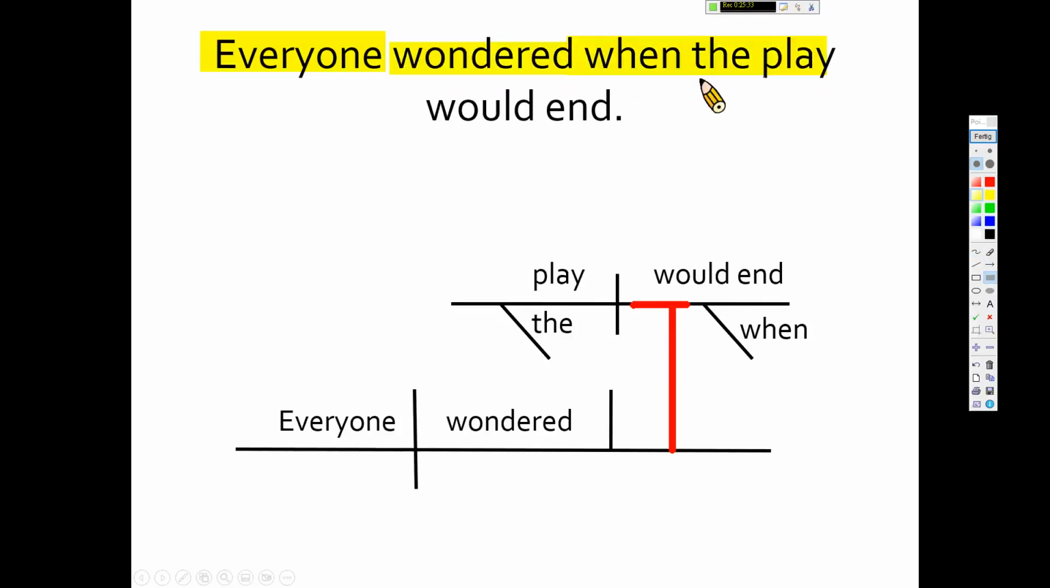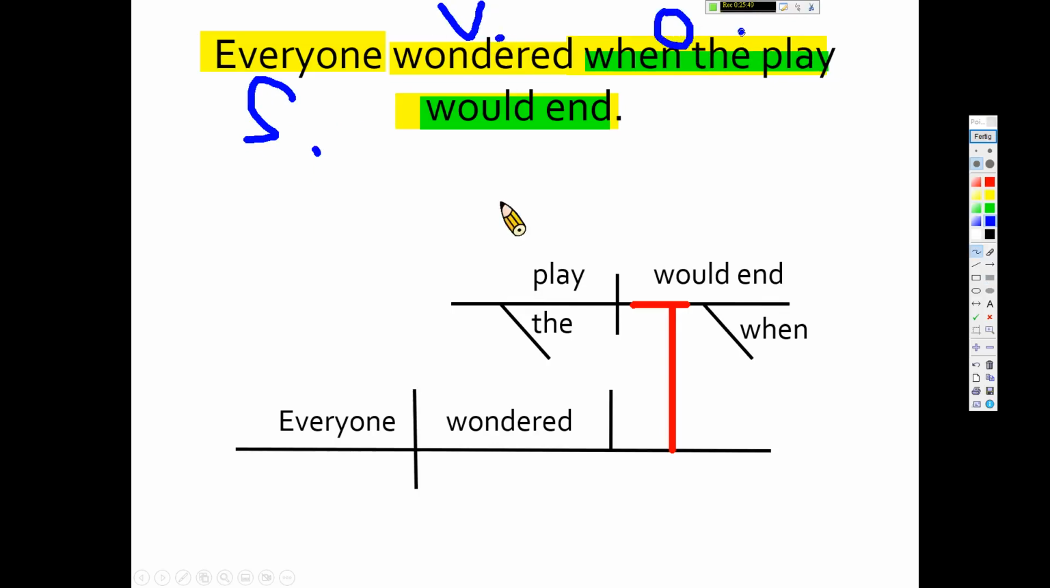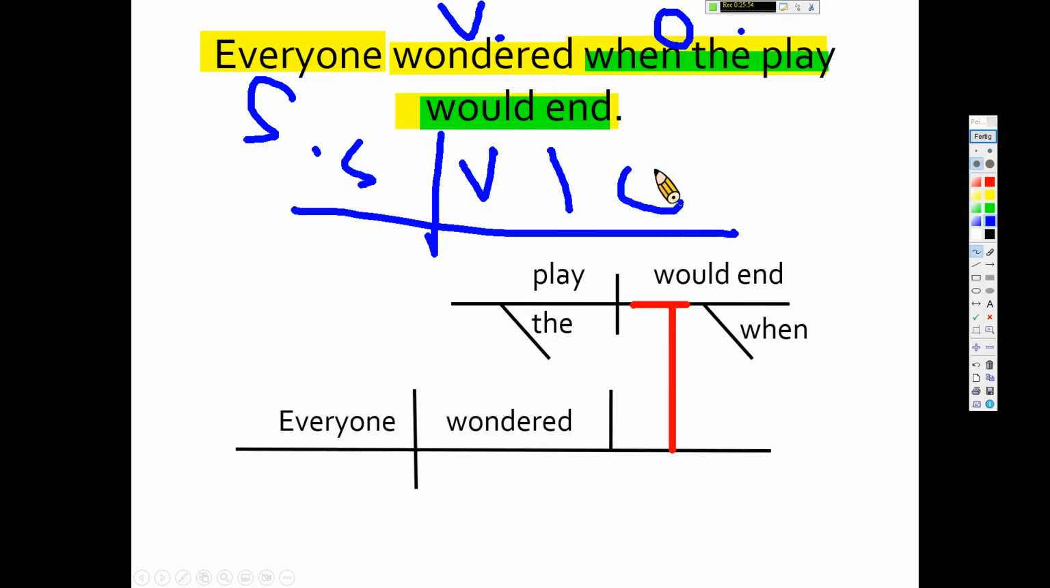And when the play would end is actually a noun clause. This is a noun clause, right? So basically, if we see this one, this is a subject, and this is a verb, and this is the object. So basically, we will put subject, verb, and object over here. Is that right? So you can see the correspondence between the sentence and the structure here. We have everyone wondered, and the pedestal upon it, this is the main line for the pedestal.